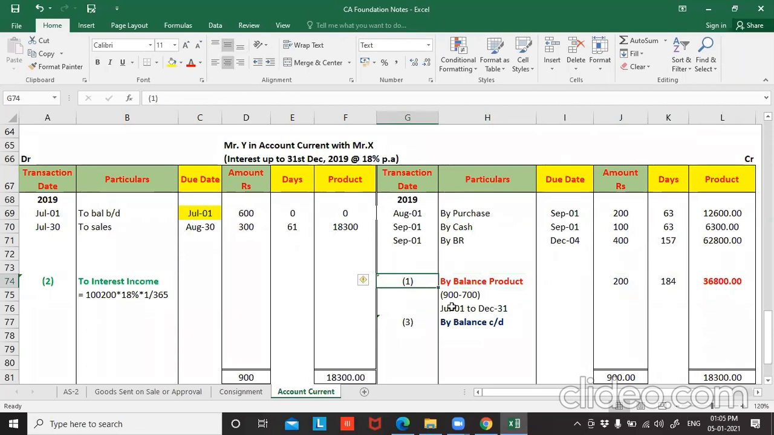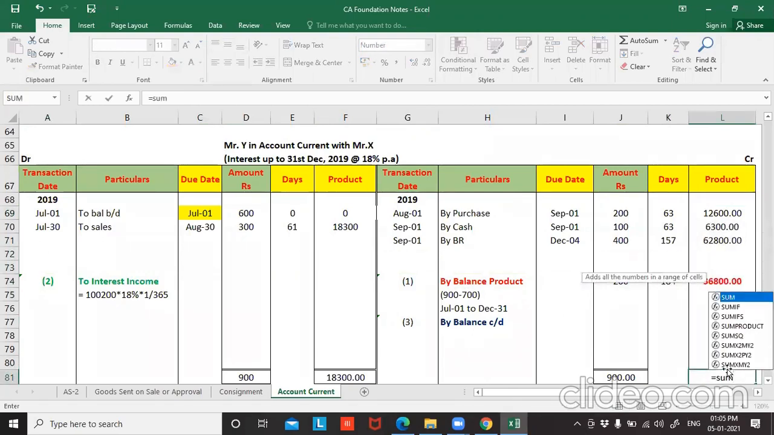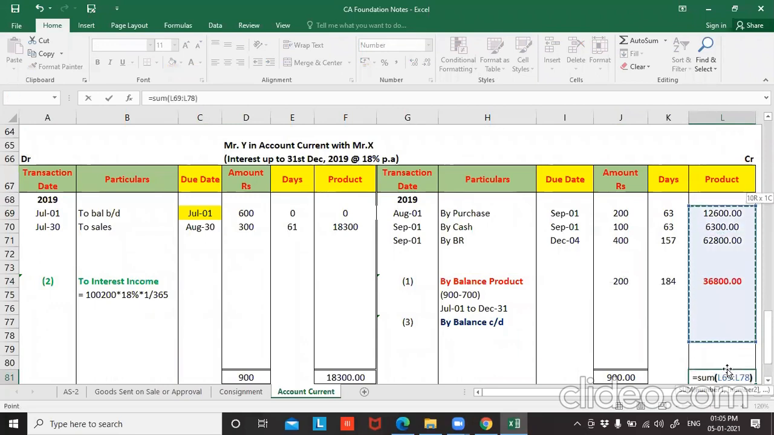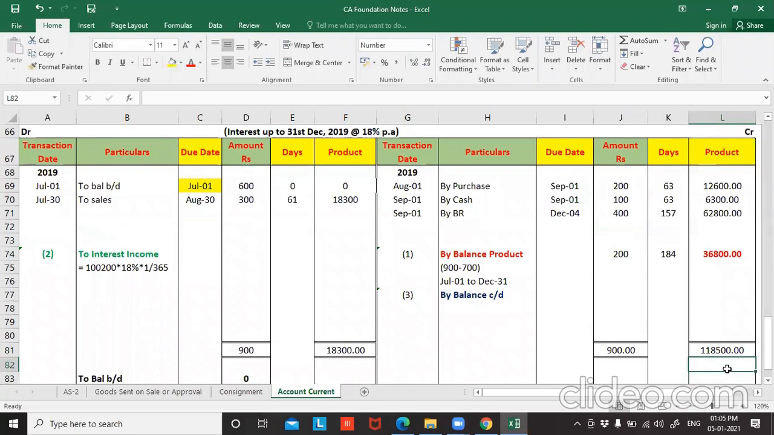Guys, understood, sir. Now we have to calculate interest. The second step is calculation of interest. How do we calculate interest? We take the difference of the product. So the total of the product is how much? What is the total of the product? Is it coming up to be 1,18,500? Is it coming 1,18,500? Please tell me yes or no.